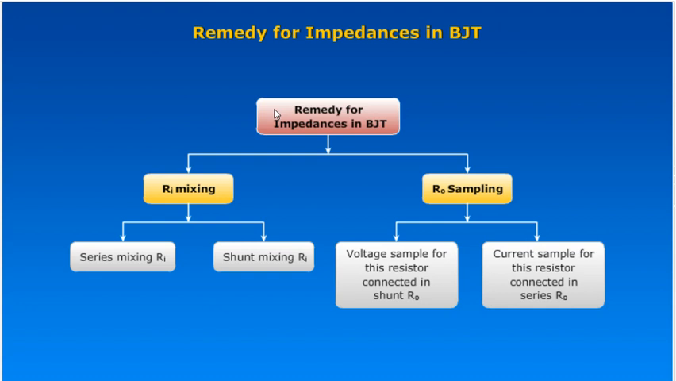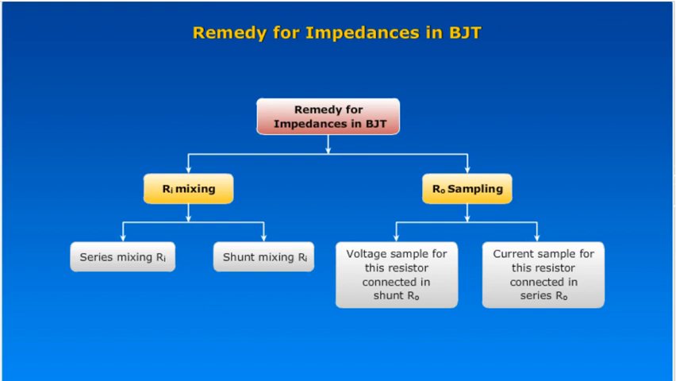The sampling network is one of the blocks in feedback amplifiers, and the mixer network is also one of the blocks. The remedy for impedance in BJTs is Ri mixing, that is input mixing, and Ro mixing. Based on that, the mixing network in a feedback amplifier has two types: series mixing and shunt mixing. And to get a low output impedance, we have two types of sampling networks: the voltage sampler and the current sampler.